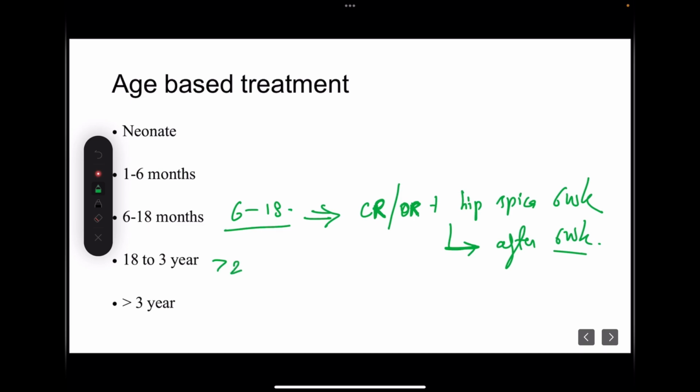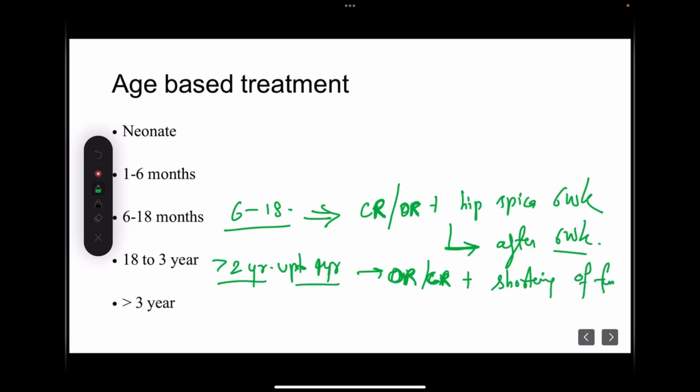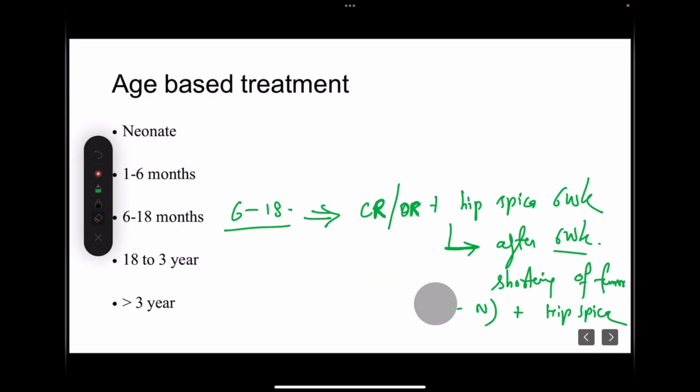Whenever a child is coming to us after 2 years of age up to 4 years, we have to do, most of the time, open reduction. Sometimes closed reduction is enough, but mostly open reduction will be required. Plus we have to do shortening of the femur, because after 2 years of age, if we do forceful reduction, chances of AVN will be very, very high. So we always do open reduction or closed reduction with shortening of the femur, and then we apply hip spica for 6 weeks. Then we will see after 6 weeks, and most of the time the job is done.